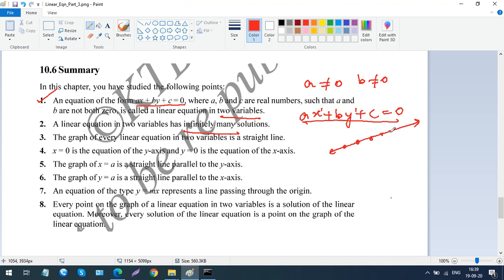There are so many points, and this is a line, it keeps on extending in both directions, so I can actually mark so many points. I can't actually count the number of points I can get on a line. So a linear equation in two variables has many solutions. So remember this. You may get this kind of question for 1 mark or something. Then the graph of every linear equation in two variables is a straight line.